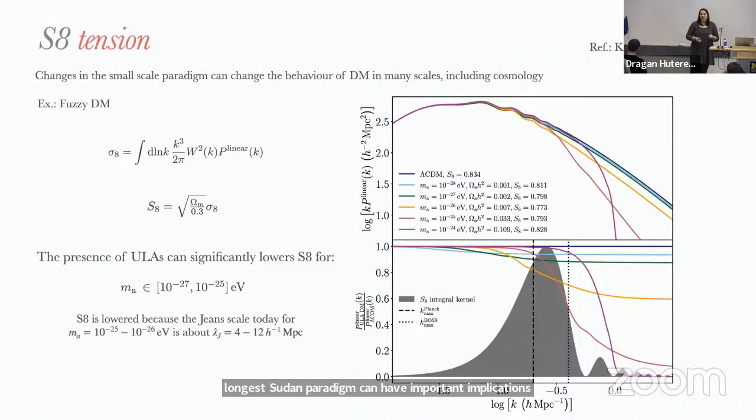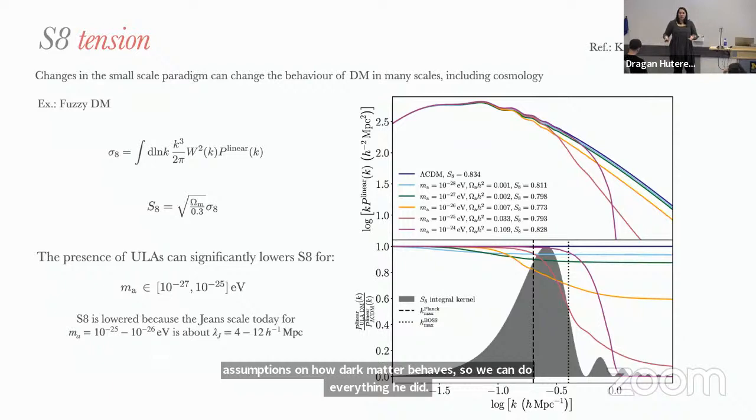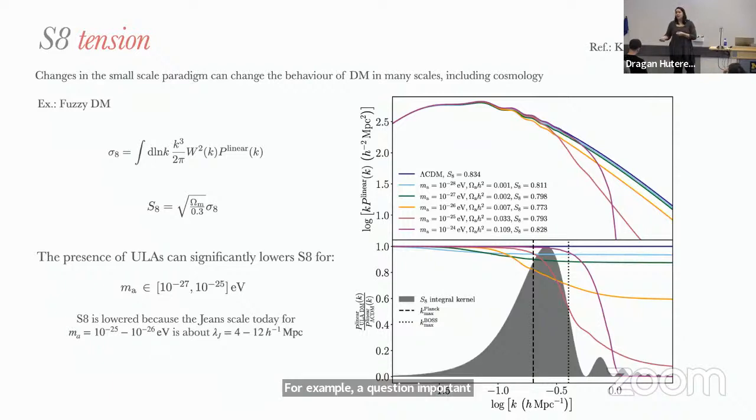As Frank was saying today, we make a lot of assumptions on how dark matter behaves. So we can do everything he did. For example, he assumed lambda CDM. An important question is, what if I deviate a little bit from that?